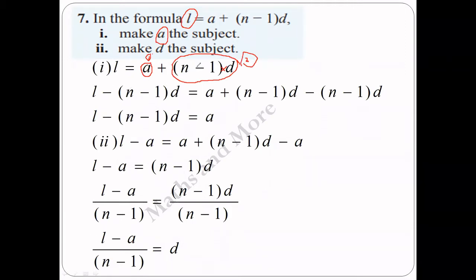Now, if there are two terms and you want to make A the subject, what is the unwanted term in the right hand side? If you want to keep only A, then the unwanted term is this one, the second term. Then you have to remove that. Then only you can keep A in the right hand side.